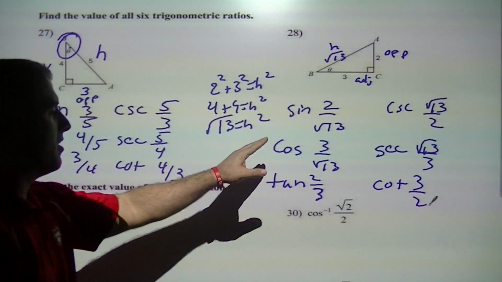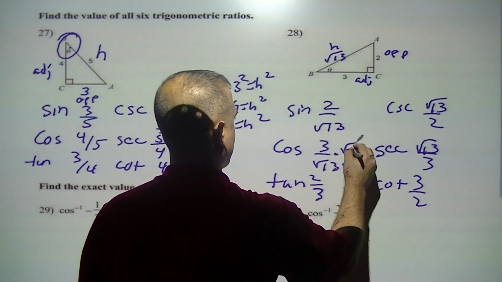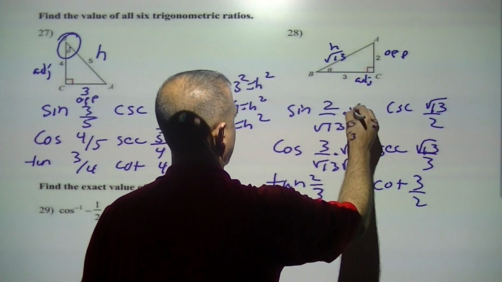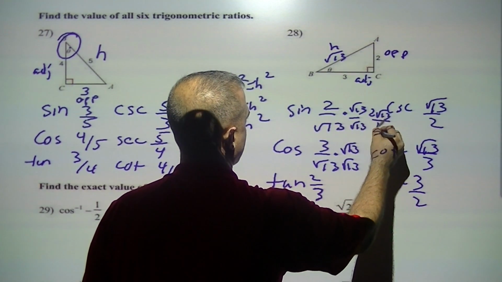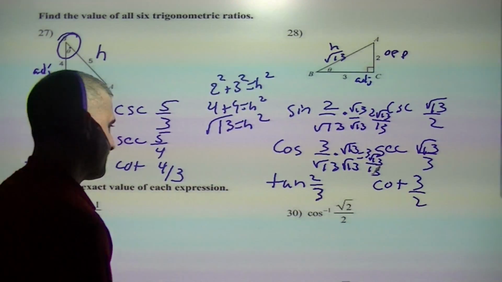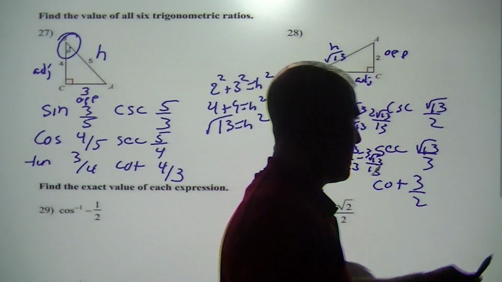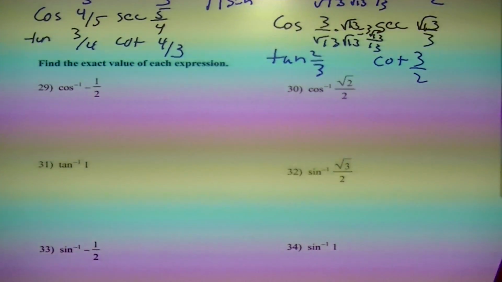Now, the only ones that aren't good here are these two right here. So I would have to multiply by square root of 13, multiply by square root of 13. What that turns into is 2 square root of 13 over 13. This will be 3 square root of 13 over 13. All right, so now we're moving on to the inverse trig functions.